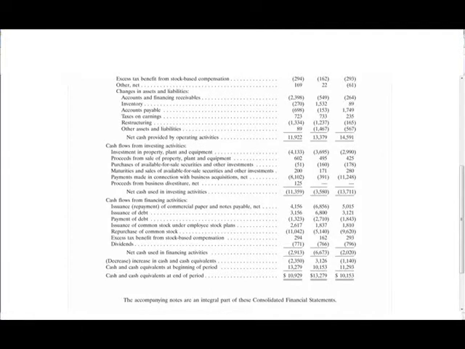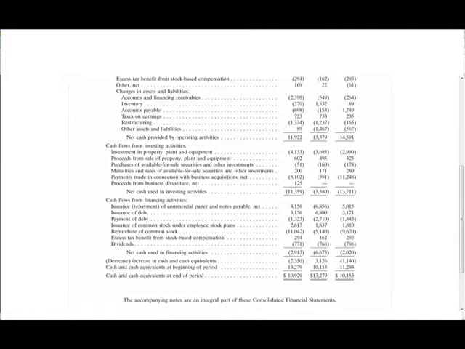Other uses of cash related to financing are net issuance, which is the repayment of commercial paper and notes payable, issuance of debt, payment of debt, issuance of common stock under employee stock plans, excess tax benefit from stock-based compensation, and dividends. According to the statement of cash flows for the Hewlett-Packard company, it is doing fantastic right now, just by the analysis and looking at all three different parts of the statement.